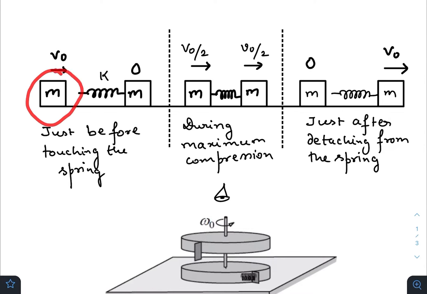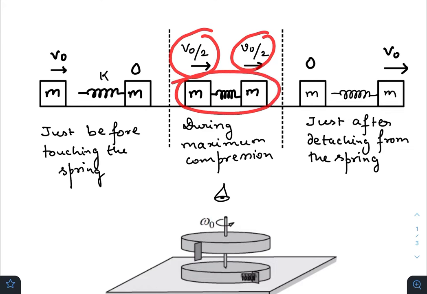So what happens? This mass goes towards right, touches the spring, and starts compressing the spring. As a result, the spring pushes this mass towards right, tries to slow down the velocity of this mass, and simultaneously increases the velocity of the other mass. So the whole system will share the kinetic energy that was initially possessed by this mass. After some time, the compression of the spring will be maximum, and during maximum compression the velocity of both the blocks will be the same, and that would be v naught by 2, because both the blocks have the same mass.